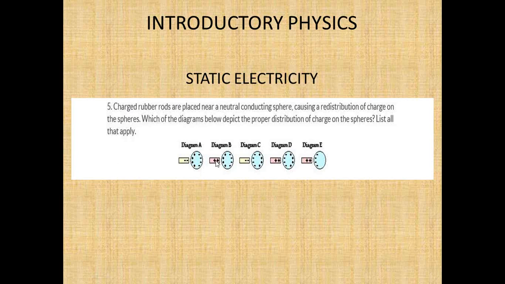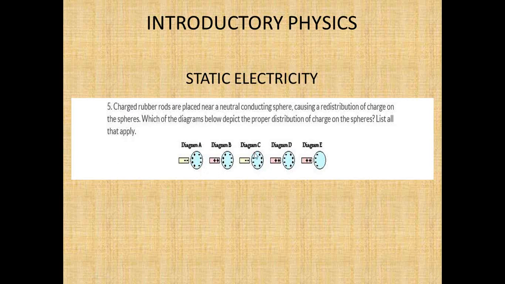Let's look at case B. Positive charge rubber rod. The positive charge is going to pull the electrons to it. So case B doesn't make sense because it's pushing the electrons, which doesn't occur. Opposites attract, so it's going to attract the electrons. So this doesn't make sense.